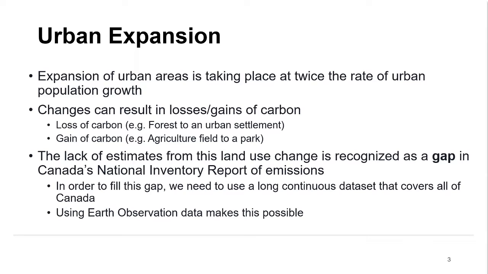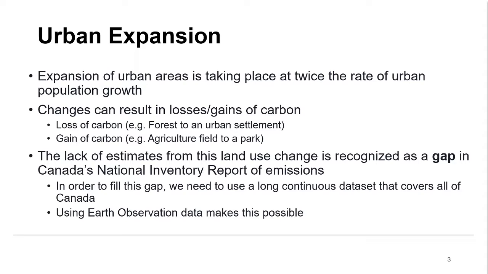Specifically looking at urbanization, urban expansion has been taking place at twice the rate of urban population growth. These changes can result in either a loss or a gain of carbon. A loss of carbon would be something like a forest to an urban settlement. A gain of carbon would be an agricultural field to a park.